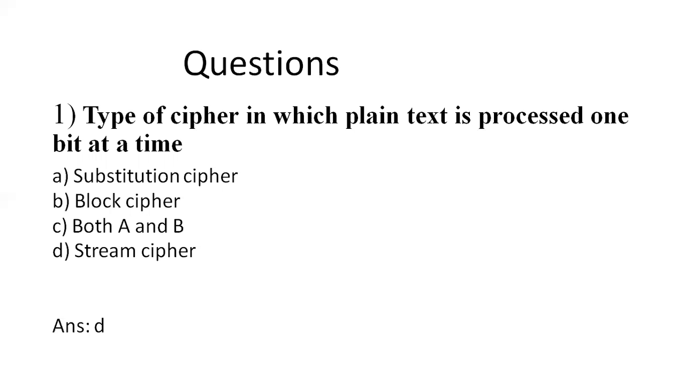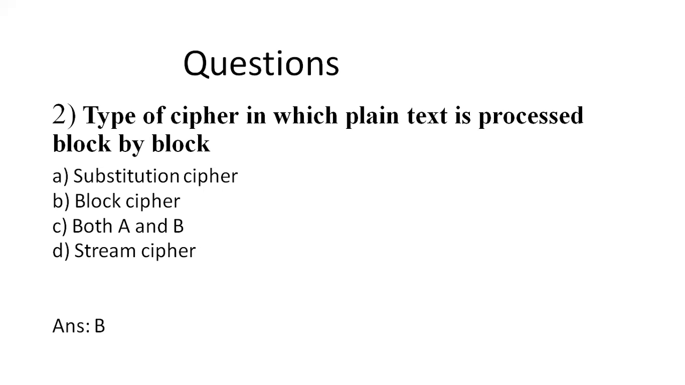Based on today's session, let us revise what we have studied through some simple multiple choice questions. Type of cipher in which plain text is processed one bit at a time. If only one bit is processed at a time, it's called a stream cipher. If a block is processed at a time, it's called a block cipher. The correct answer is D.